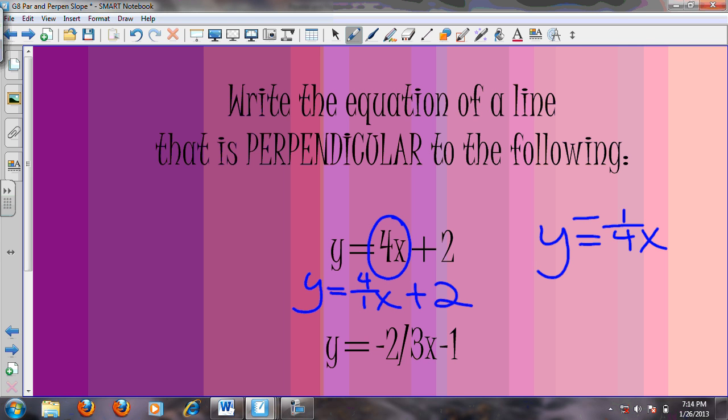And what do you want the y-intercept to be? 3. Excellent. Y equals negative 1/4 x plus 3 will be perpendicular to y equals 4x plus 2.